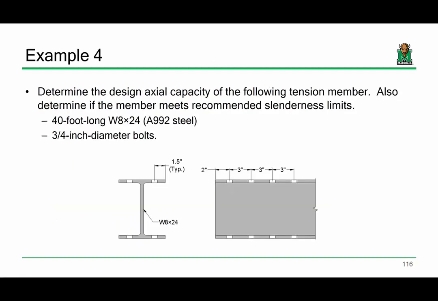So with that, let's do an analysis example. I want to determine the design axial capacity of the following tension member, and I also want to determine if the member meets recommended slenderness limits. So it's a 40-foot long W section. It's a W8x24. It's made of A992 steel, and it's 3/4 inch diameter bolts.